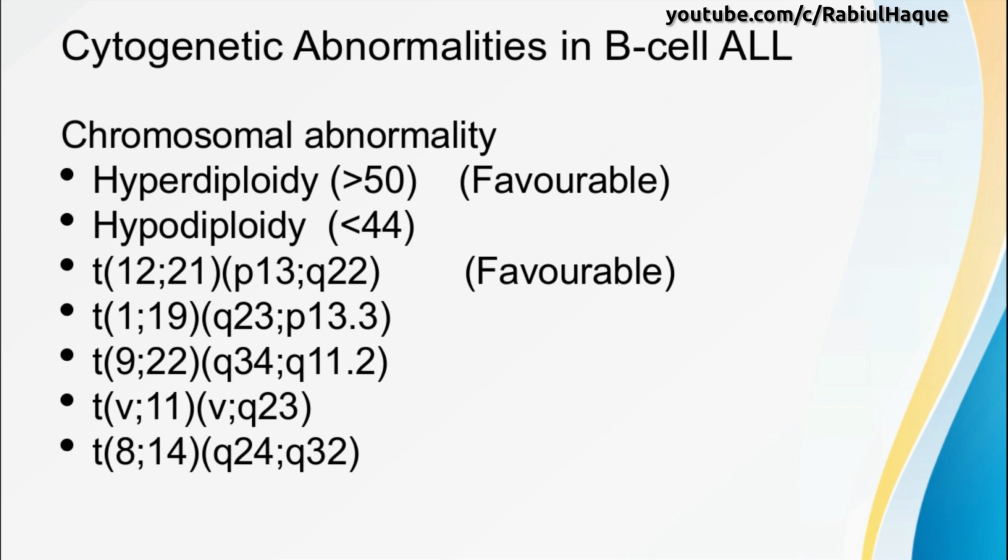Now, in the fifth bullet point, we can see the translocation between chromosome number 9 and chromosome number 22, and the resultant chromosome is called Philadelphia chromosome, and we will talk about that in details in our next lecture on chronic myeloid leukemia. So for the moment, just remember that translocation between 9 and 22 is also sometimes seen in acute lymphoblastic leukemia as well.